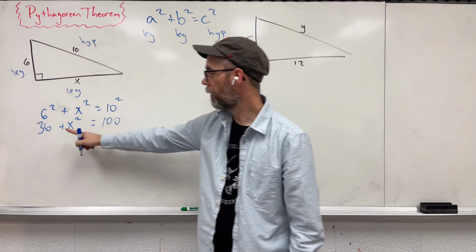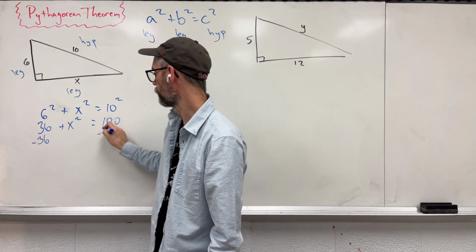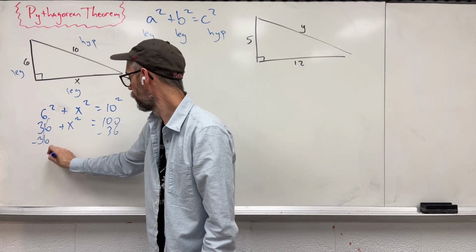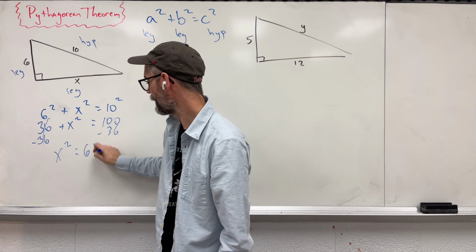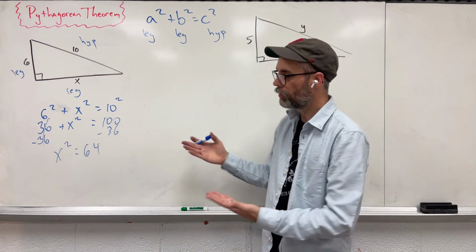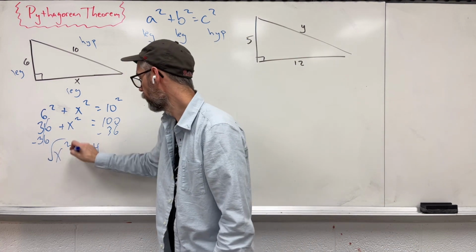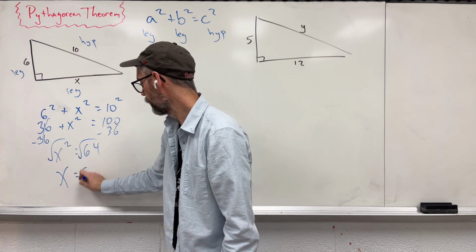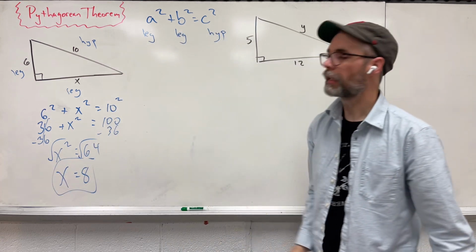We need to get this x squared alone. We subtract. X squared equals 64. And in order to undo that exponent, we have to take the square root. Square root of 64 is 8. And that's that missing leg.